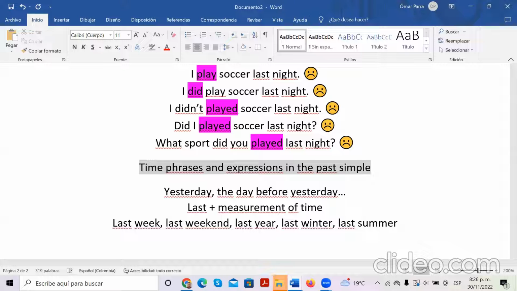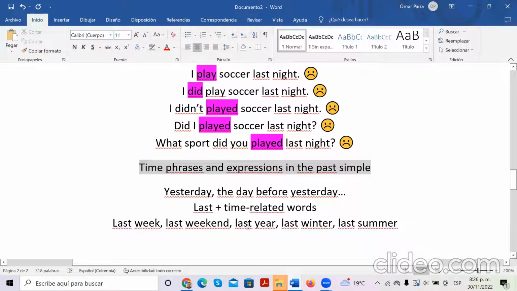One question. What is the meaning of measurement? Medida de tiempo, measurement of time. Okay, that's how we can measure time by counting hours, minutes, seconds. But let's change it. So last plus time related words. Okay, so last week, last weekend, last year, last winter, last summer.